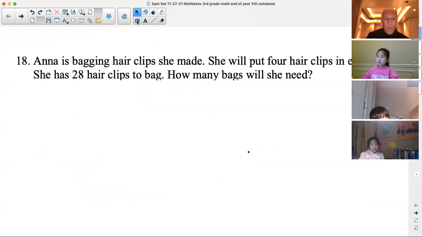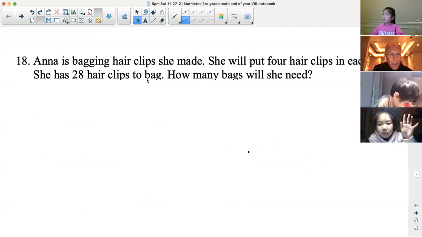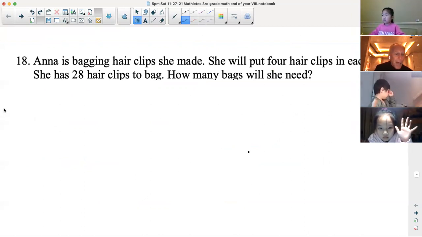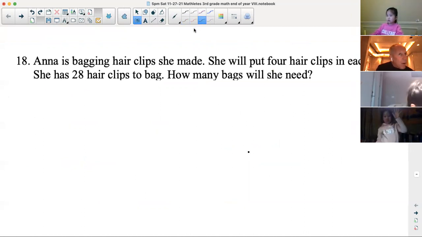Now, here's the problem. Anna is bagging hair clips that she made. She's going to put 4 clips in each bag. She has 28 hair clips to bag. How many bags will she need? And I want you to write this down. Pick up your pencils, write the multiplication problem or the division problem or the addition or the subtraction, and then you can answer it. So Stella, write it down first.